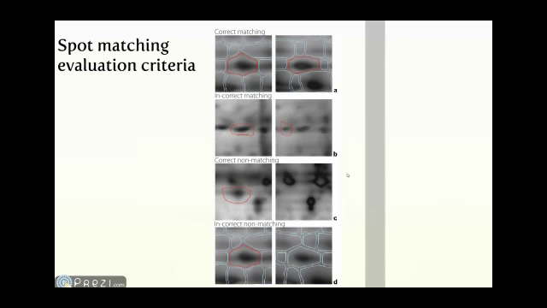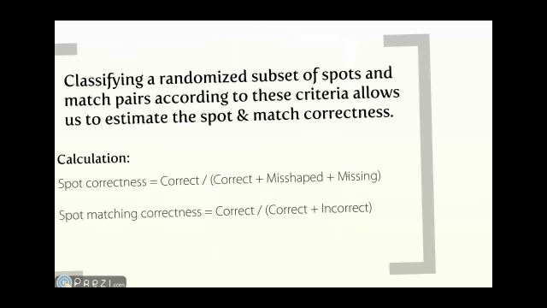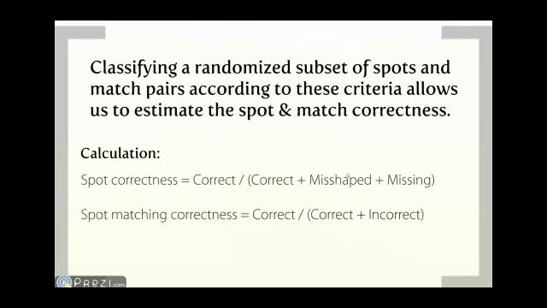So now we have visual criteria for spot detection and visual criteria for matching, and you can use those to classify a randomized subset of spots and match pairs. And that would give you an estimate of the so-called spot and match correctness. And it's quite easy to do. Just as if you would have tested the Swedish population for swine flu, you would say, okay, how many of my subset have tested positively for swine flu, and how many people did I have in my subset? That would give you the ratio, and you would apply that ratio on the entire population.